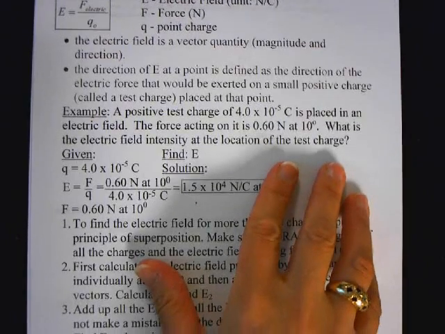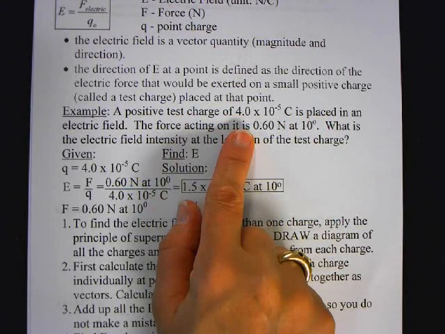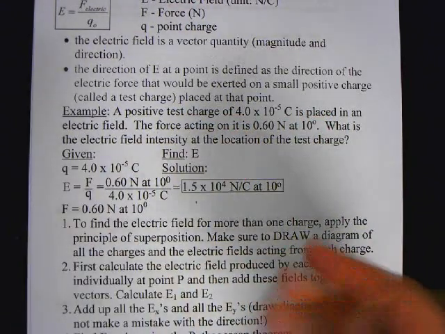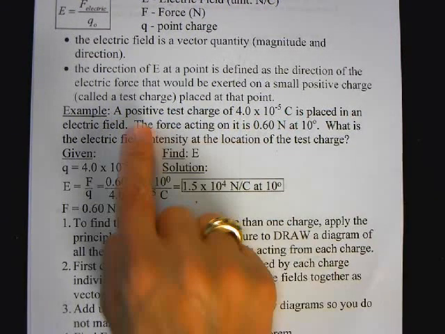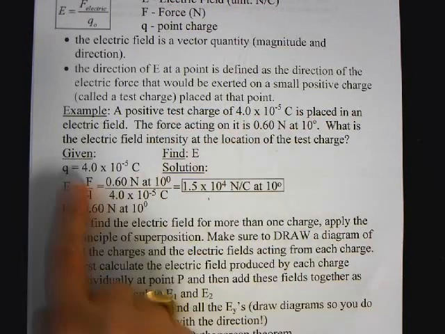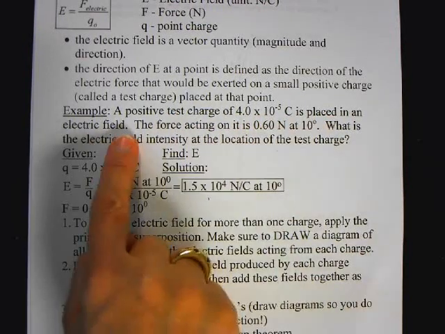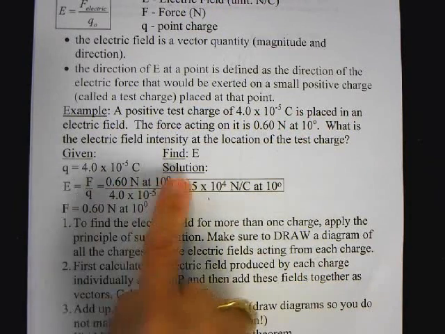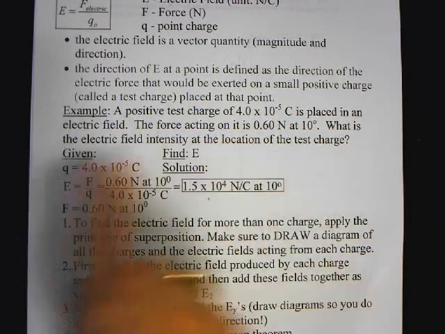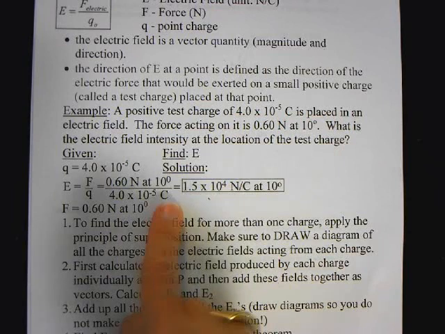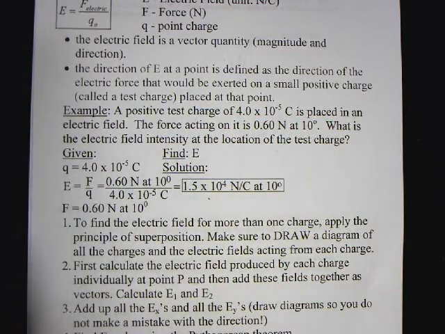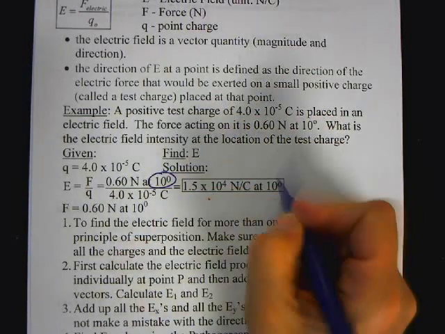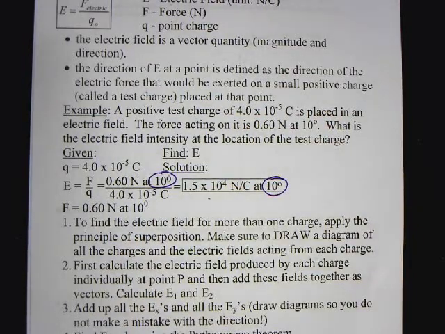So here's an example, a positive test charge. Again, we're going to write our given, we're going to write what we want to find, we're going to write our basic equation, we're going to rearrange our equation to solve for the unknown term, substitute and solve. It says a positive test charge, so that's Q, is placed in an electric field. The force acting on it, here, that's my F. What is the electric field intensity? So I want to find E. So E is equal to F over Q. And because this is at 10 degrees, that's going to be the direction for my electric field, at 10 degrees.